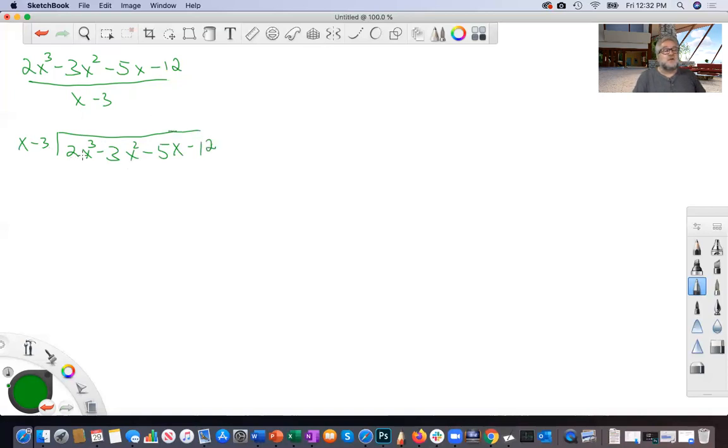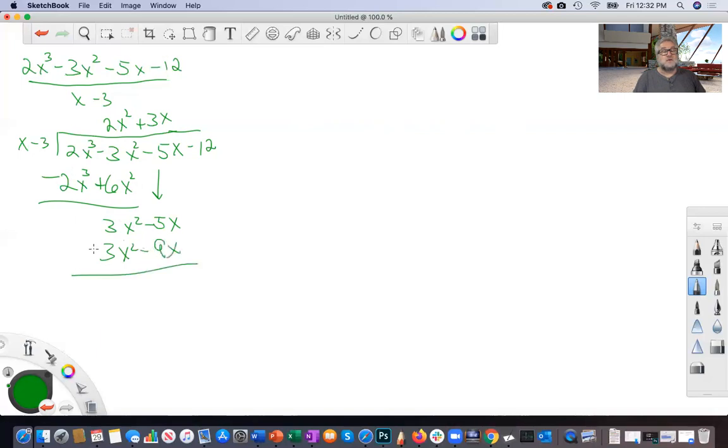So this will go into here. See, I got to multiply x by 2x squared in order to make it a 2x cubed. Multiply minus 6x squared. Change the sign in the lower line and add. So this would give me 3x squared. Bring down the 5. Okay, x would go into here. See, I'd have to multiply that by 3x. So that would give me a 3x squared and a minus 9x. Change the sign in the lower line and add. 4x. Bring down the 12.